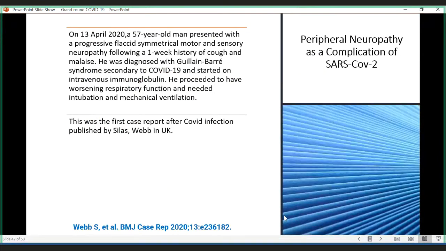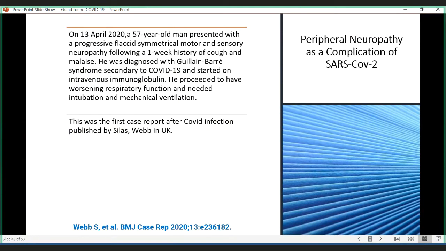Peripheral neuropathy as a complication of COVID-19. The first case report of GBS was reported on April 13 for a 57-year-old male who presented with a flaccid symmetric motor and sensory neuropathy. His symptoms started 1 week after the initial COVID symptoms. The patient was treated with IVIG, but despite the treatment, his respiratory function deteriorated, so he had to be intubated and admitted to the ICU.